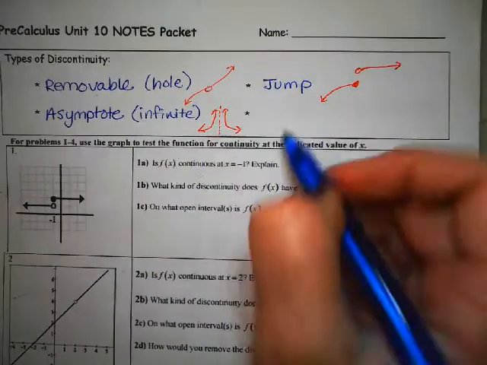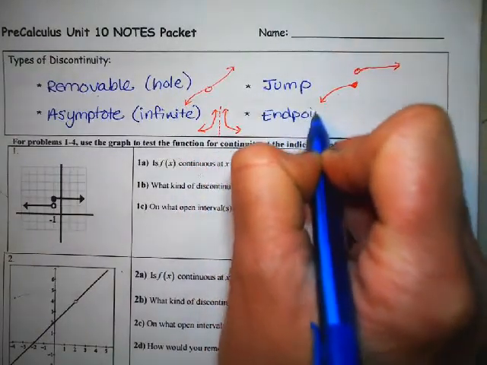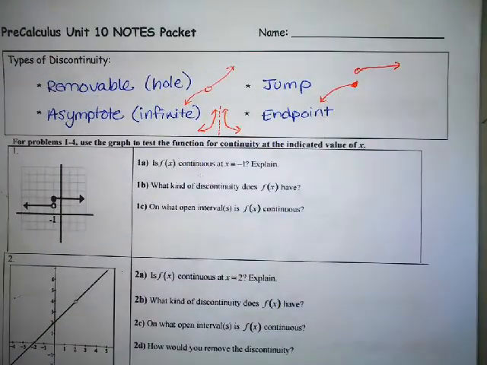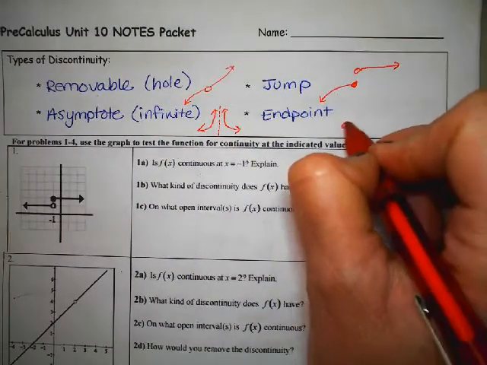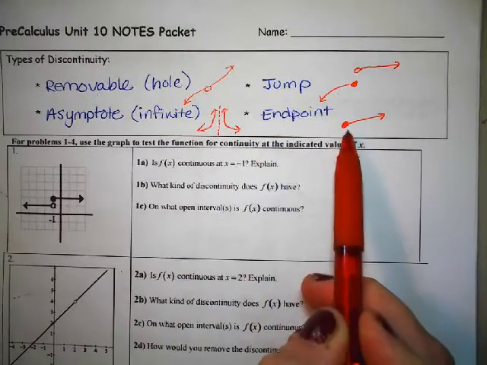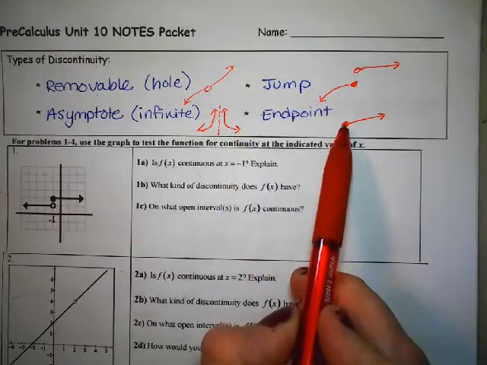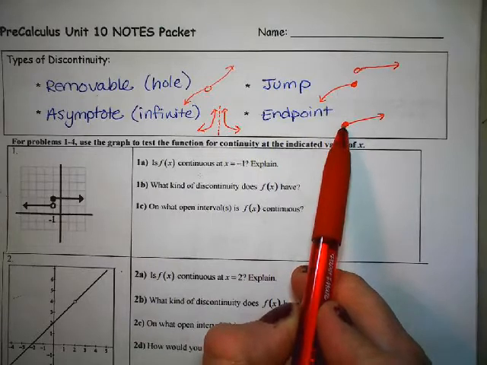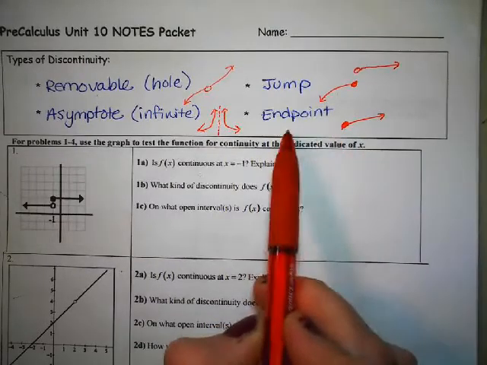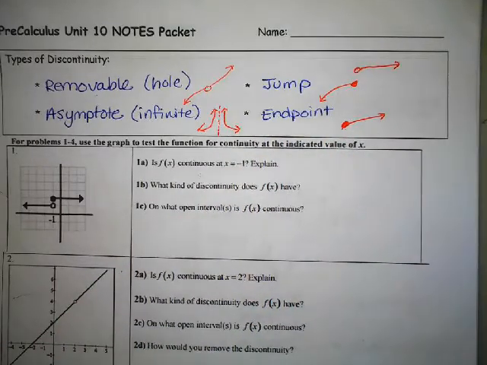And the last type is called endpoint. An endpoint is just like what it sounds. At the end of a graph, so let's say that the graph just looked like that. At this endpoint, it's discontinuous, and the reason is because there's no limit. The limit coming from the left side, there's nothing there. So those are my 4 types, and we have 4 questions we're going to go through based off of a graph.